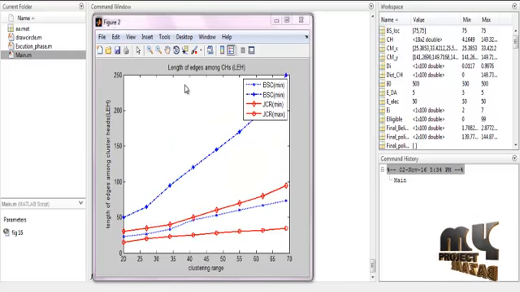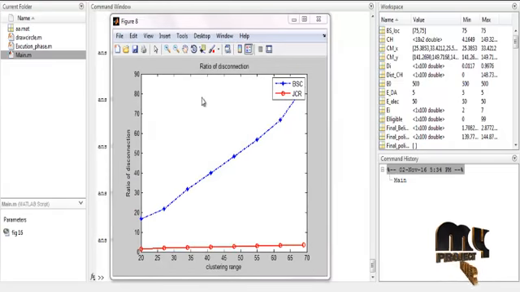This is the next figure. In this figure, the length of the edge among the cluster heads, that is the LEH. This is the clustering range, plotted against the length of edges among the cluster heads. For the BSC, the backup strategy clustering, there is a minimum and maximum, and similarly for the JCR there is a minimum and maximum. This is the same graph for the ratio of disconnection. The ratio of disconnection is high for the backup strategy clustering, and this is the JCR. So the JCR is plotted against the clustering range, and the ratio of disconnection ranges from 0 to 90 for the product.